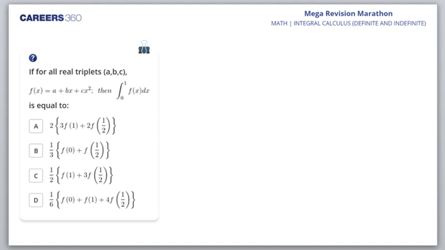Okay. So what do we have? If for all real triplets a, b, c, f(x) is equal to a plus bx plus cx square, then the integral from 0 to 1 of f(x) dx is equal to. Okay, we need to obviously find the answer.